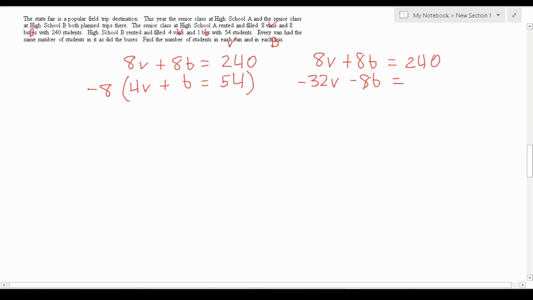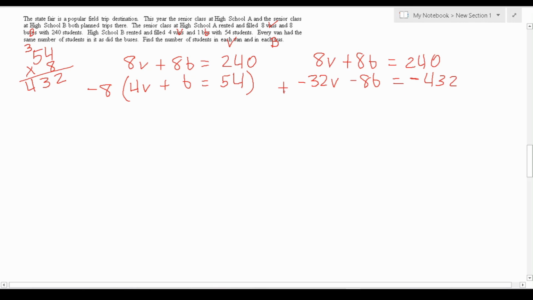And 54 times negative 8, well, we know it's going to be negative, but in case we can't do that one in our head, let's do 54 times 8. This is where you don't want to make a mistake doing this simple math. 4 times 8 is 32. We got to carry our 3. 5 times 8 is 40, plus 3 is 43. Let me just check that real quick. 32, carry the 3, 40, 43. Okay, good. So this is going to be negative 432.